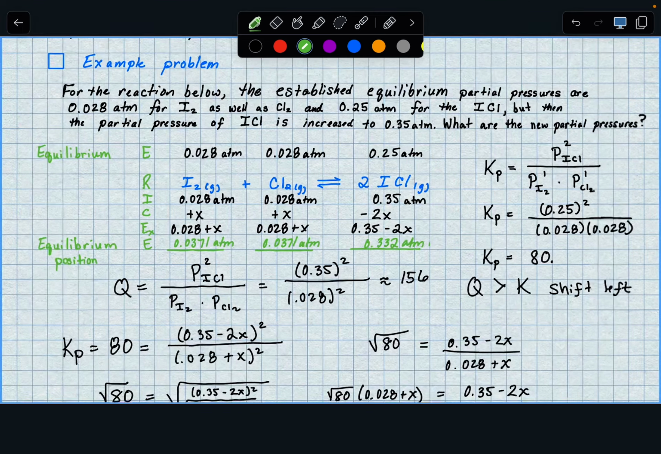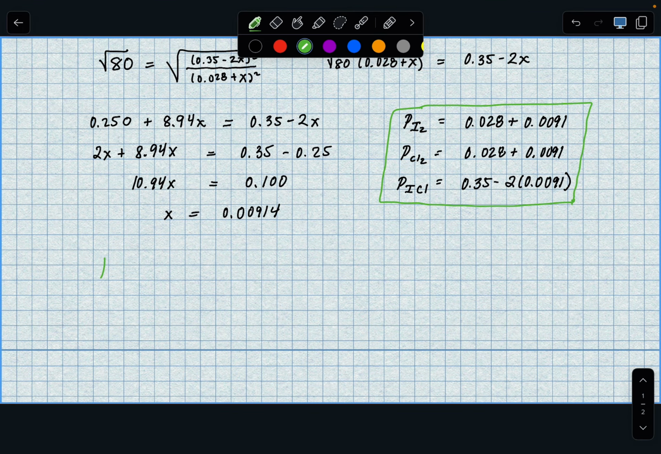I'll do that actually in green. So down at the bottom here, I'm going to put those into the Kp. So the original one was 0.332 for the new partial pressure for the iodine monochloride, and then the 0.0371, and there was both of those. And if you do check again, just to remind you, this is the partial pressure of the iodine monochloride, and then the partial pressure of the iodine, and the partial pressure of the chlorine. So we're still using the same K expression. And then what happens is this gives us approximately 80 if you check.